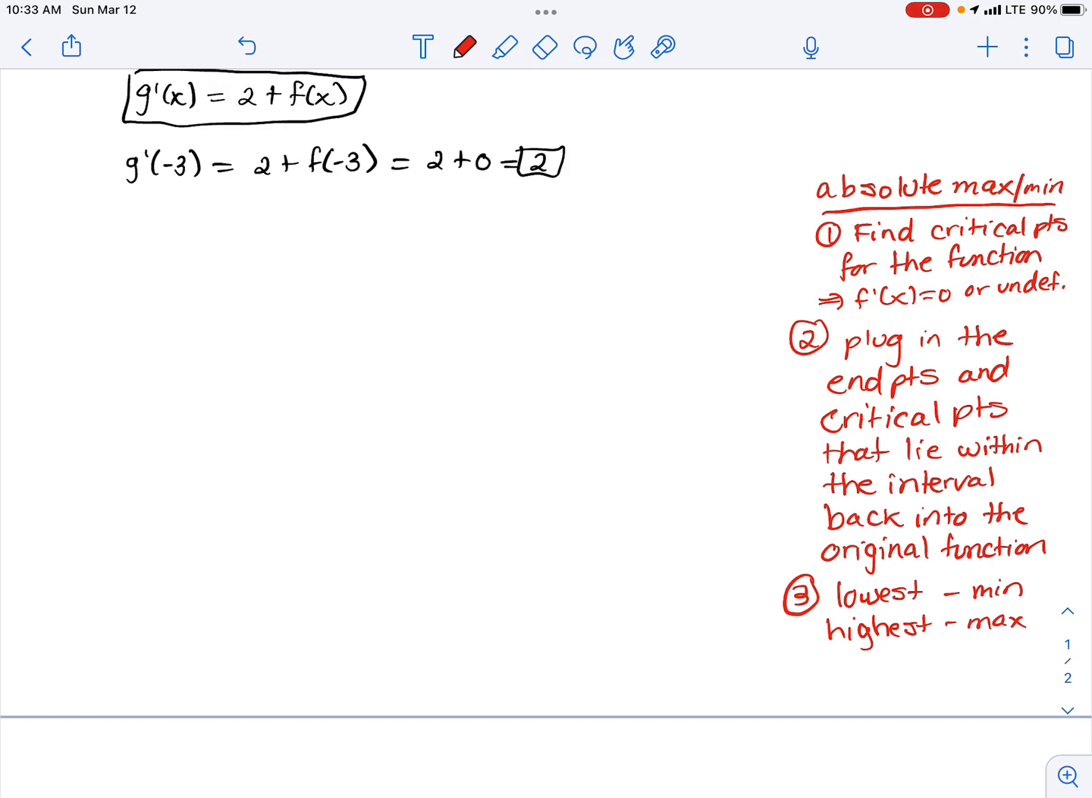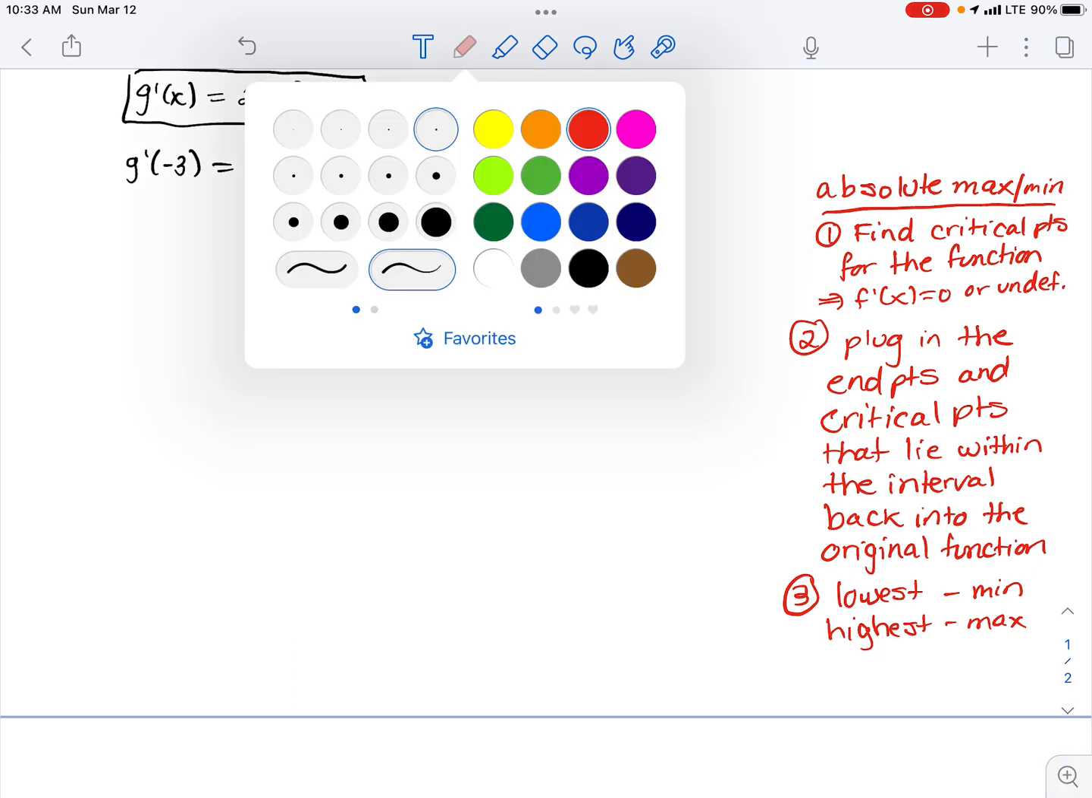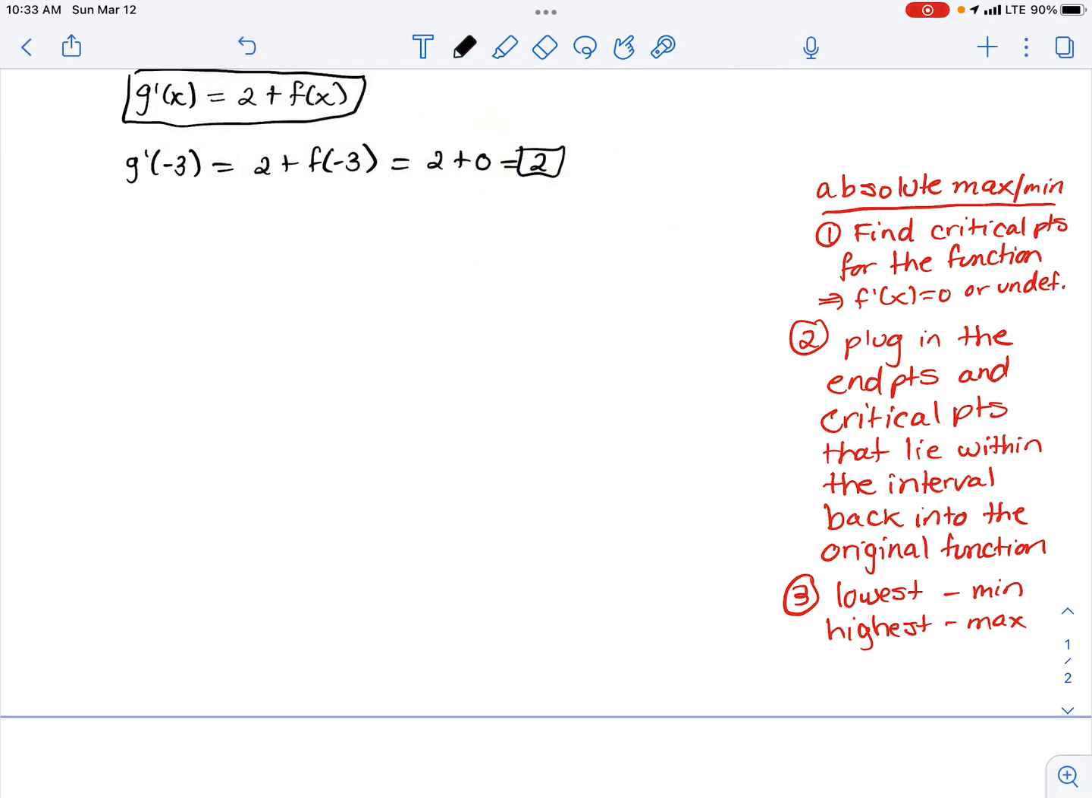So when you're practicing this, you want to be able to just look at absolute max and min, and especially in a time setting, not really think too deeply about it. You just want to go right to, okay, I need to find the critical points. I need to plug in my critical points that lie within the interval and the endpoints back into the original. Highest, max, lowest, min. Make it simpler. The most simple.